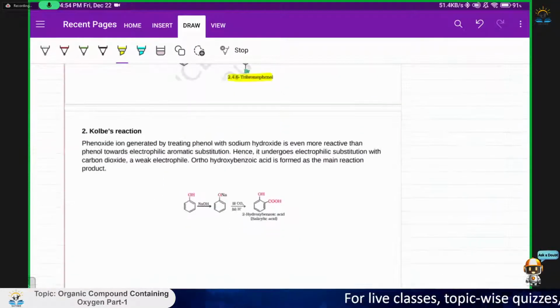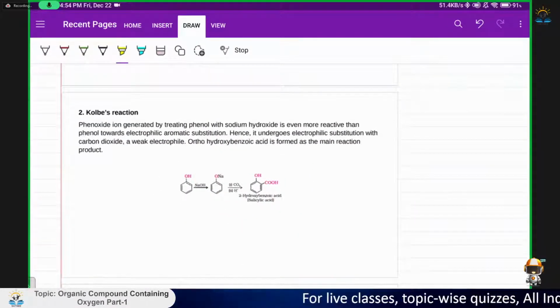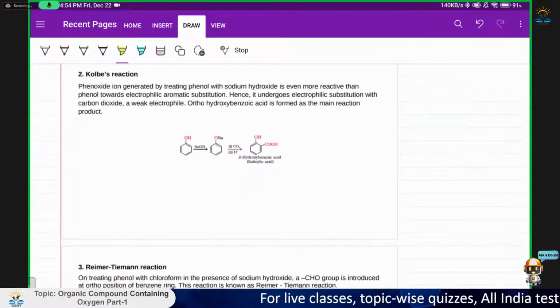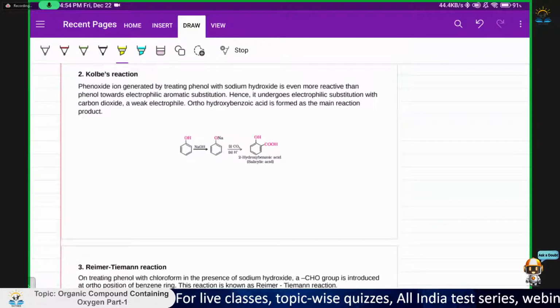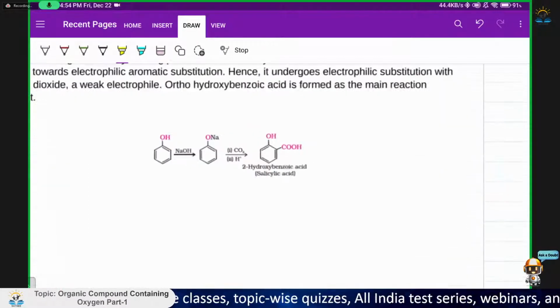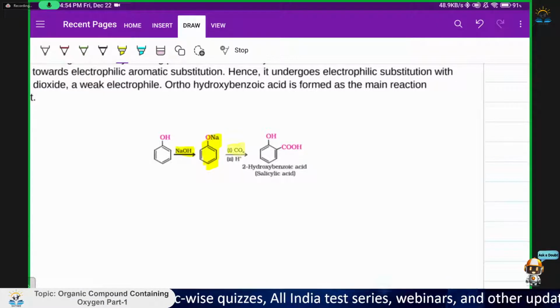Now the Kolbe reaction. The phenoxide ion generated by treating phenol with sodium hydroxide is even more reactive than phenol towards electrophilic aromatic substitution. So what happens here? Phenol is reacted with NaOH and we get sodium phenoxide. It is reacted with CO2 and then an acid. We get salicylic acid.